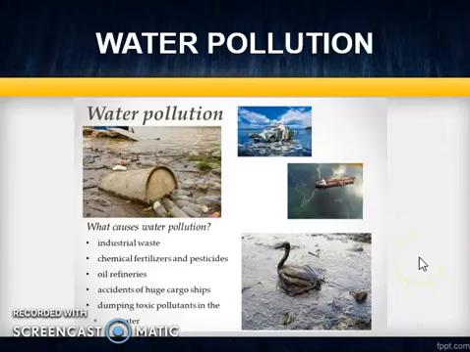Next slide, we want to discuss water pollution, but in this slide we want to discuss the causal agents for this problem. Based on this slide, some examples of them are industrial waste, chemical fertilizer and pesticide, oil refineries, accidents on huge cargo ships, and dumping toxic pollutants in the water.